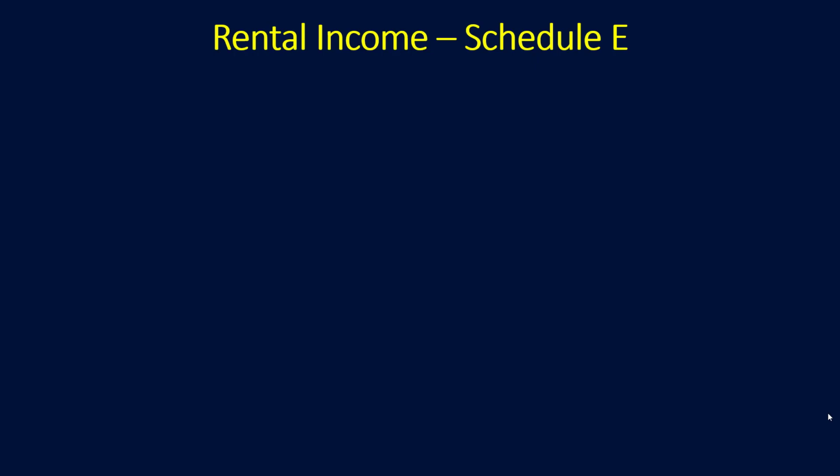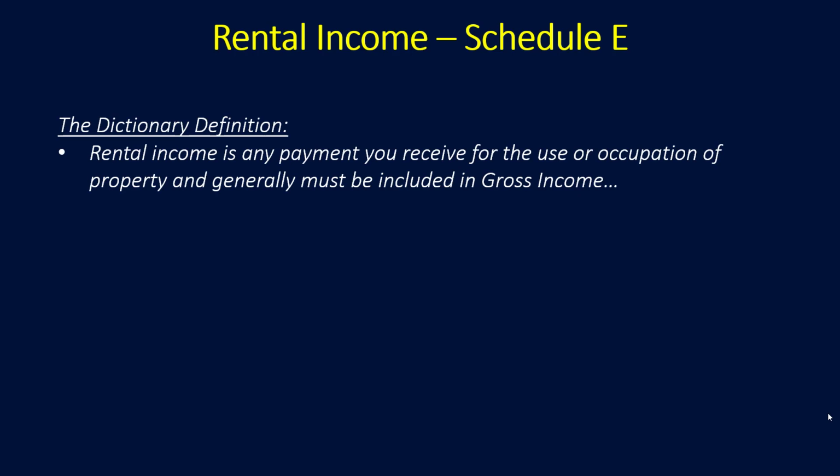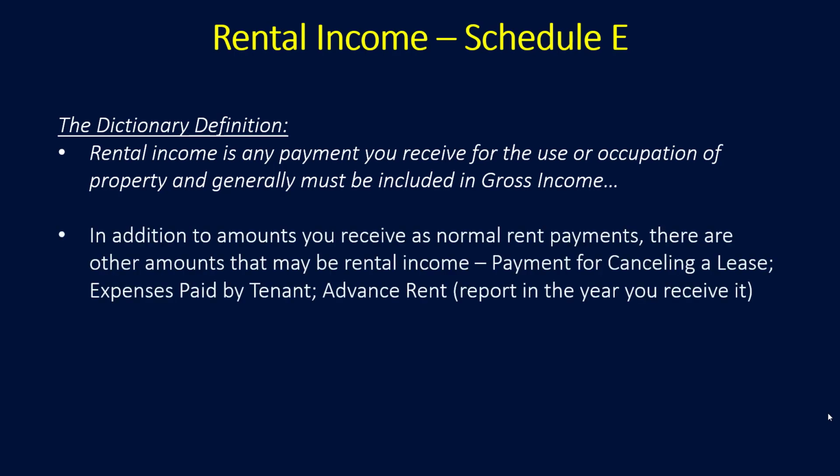Next, let's look at rental income, reported on Schedule E. The dictionary definition of rental income is any payment that you receive, or the taxpayer receives, for the use or occupation of property, and generally must be included in gross income on the tax return. In addition to amounts received as normal rent payments, there are other amounts that may be considered rental income. Payment for canceling a lease, expenses paid by a tenant, advance rent, and you report advance rent in the year that you receive it.